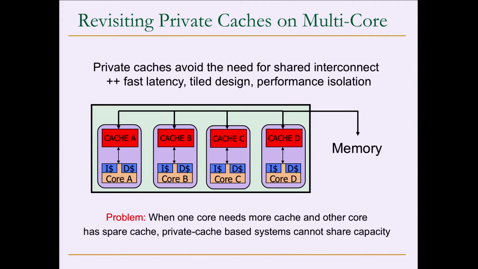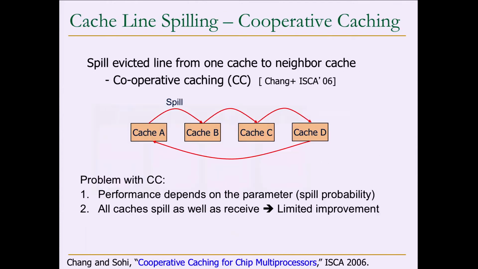So private caches are good because they avoid the need for the shared interconnect that we've discussed. Caches can be directly optimized close to the core. So you get fast latency, you get nice tile design, and performance isolation. You get some of these with distributed caches also, but they have their own problems. The problem here is when one core needs more cache and other core has spare cache space, you cannot share capacity.